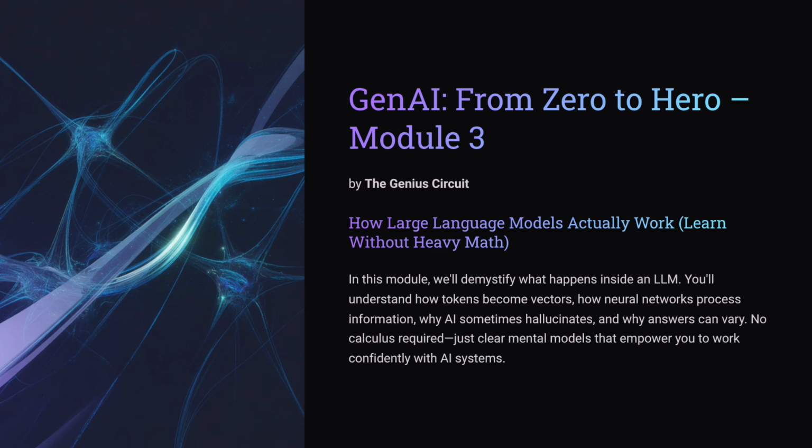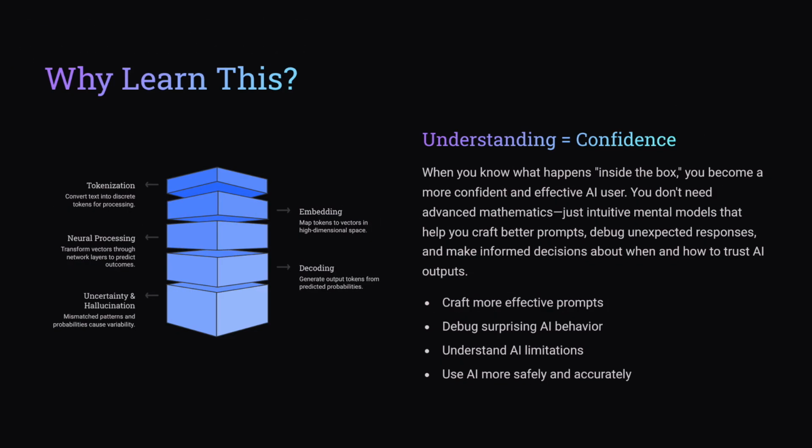Welcome to Module 3 of Gen AI: From Zero to Hero. And today we're finally opening the hood of the engine. Here's the secret. People who understand how AI works, even at a high level, write better prompts, get more accurate results, and troubleshoot mistakes effortlessly. This is the module where you go from "I hope AI gives me a good answer" to "I understand why it answered that way, and I know how to improve it." That's a huge skill advantage.